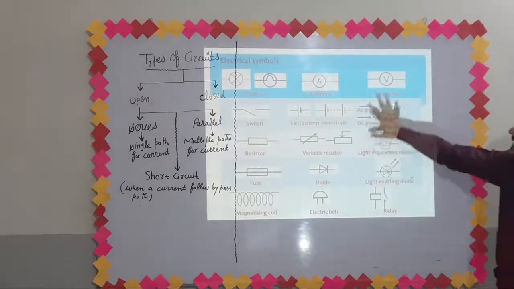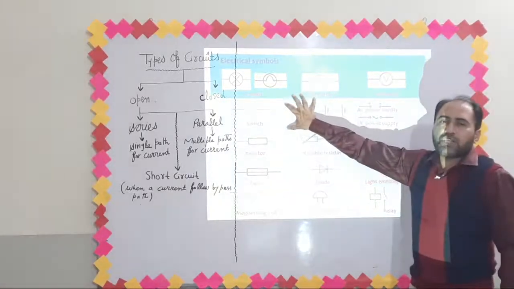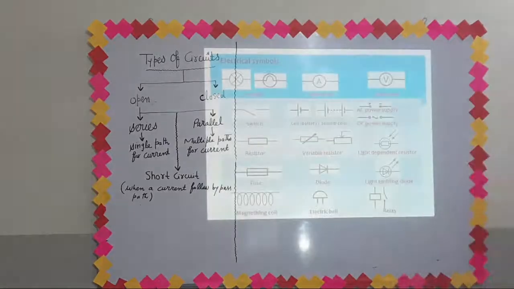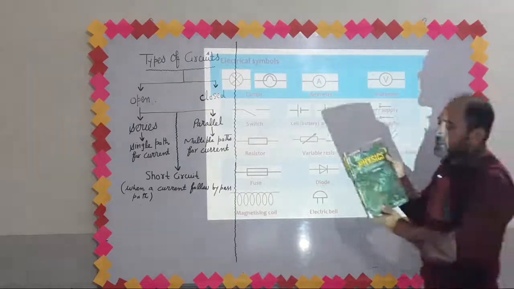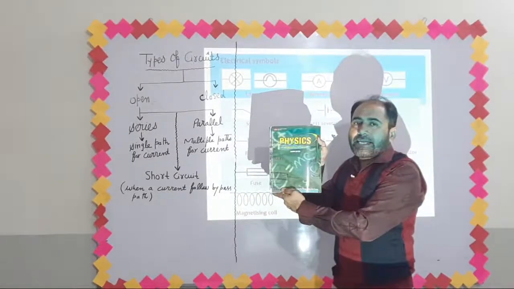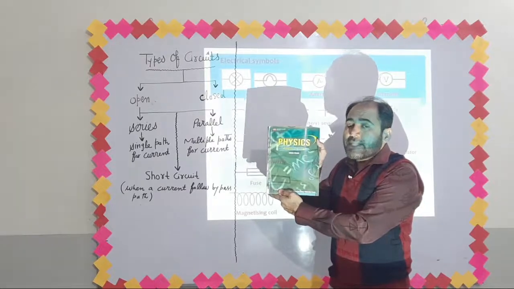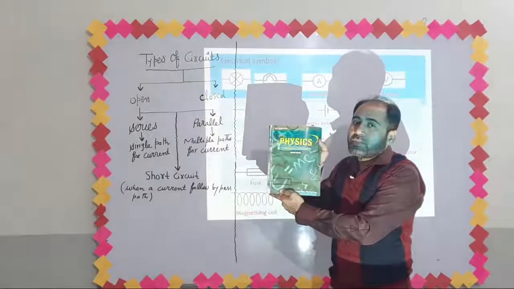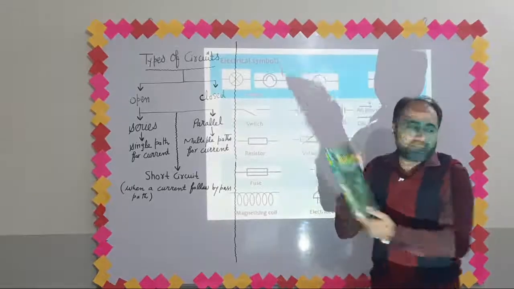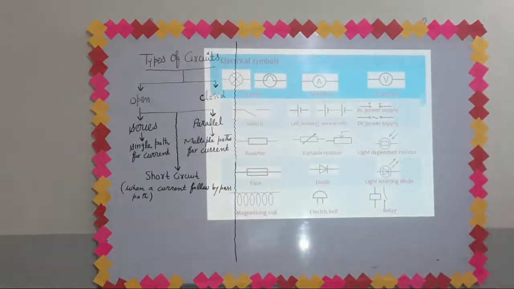Well, students, these are the electrical symbols which are there in your textbook. We are following the textbook of Cambridge. This textbook has been recommended by Cambridge. Have a look at the title of the textbook. Today we are going to discuss its pages 278, 279 and 280. So have a look at page number 279 of this textbook.